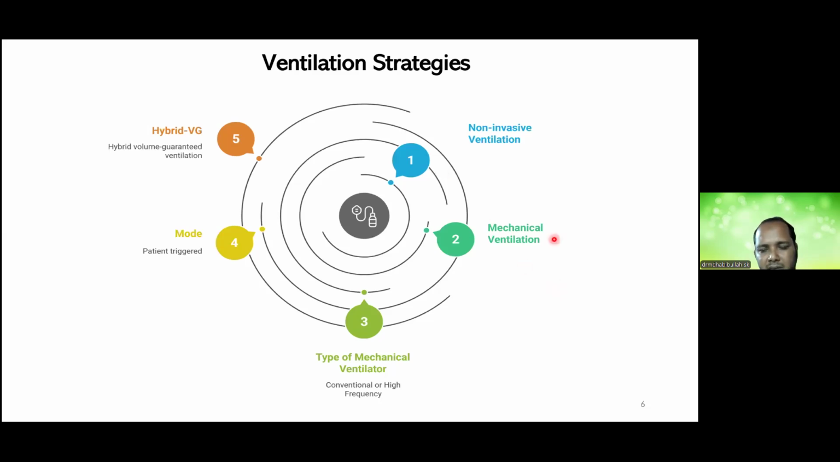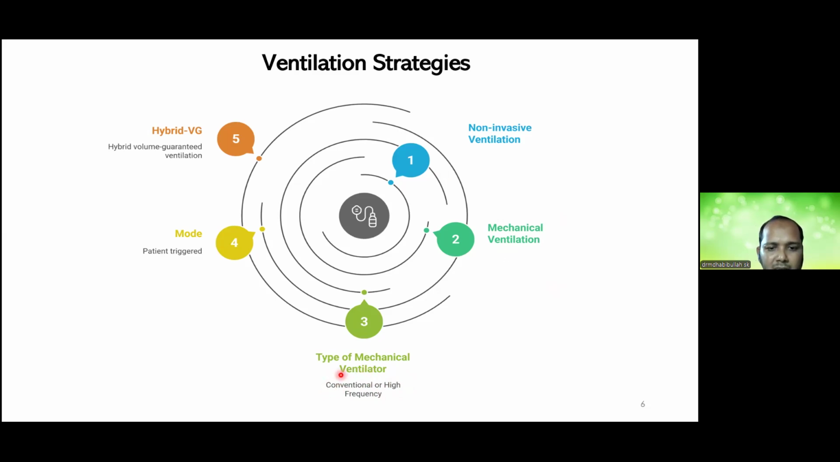So after deciding the baby requires mechanical ventilation, there are 3 factors you have to consider. First, whether to use the conventional mode of ventilation or high frequency. Still now we have not discussed the high frequency modality of ventilation, that we will deal with later in this series. So today I will confine myself to the conventional mode of ventilation.